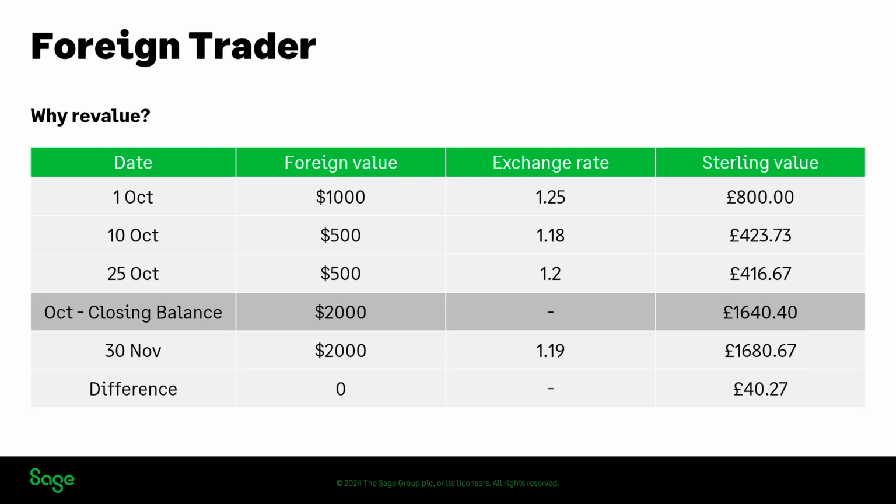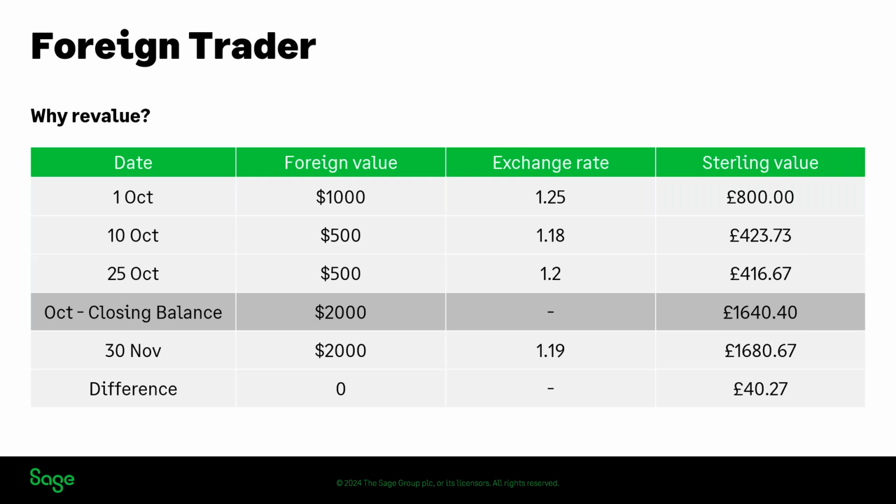So I've got a little example here. We're going to say we've got a dollar bank account, and in that bank account I've got $1,000. When I entered that on the 1st of October, the exchange rate was 1.25. So when you entered that transaction, you would have entered $1,000, and it would have recorded in the accounts that that $1,000 was worth £800.